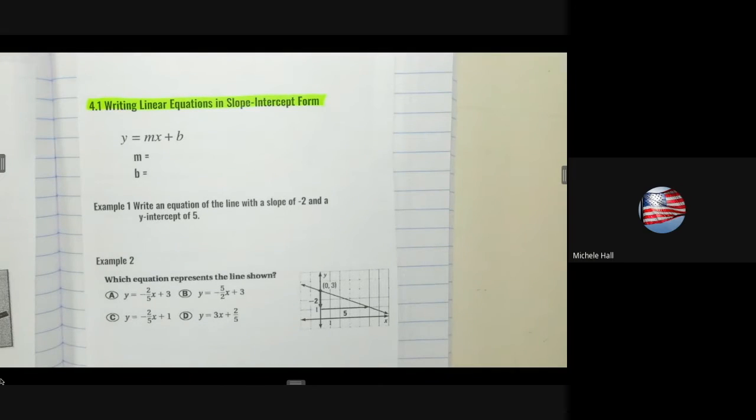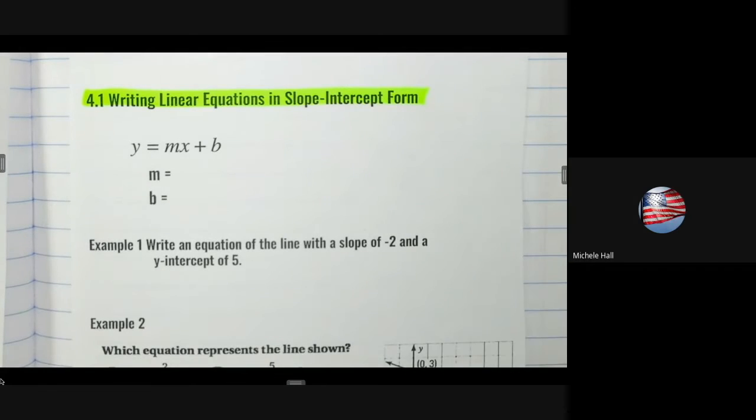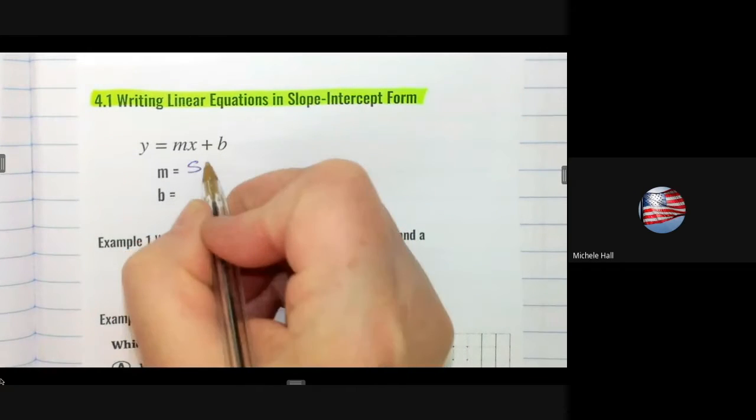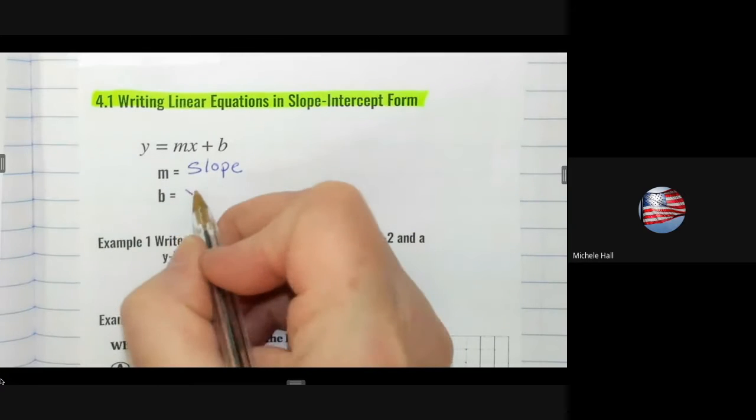4.1, write linear equations in slope-intercept form. Slope-intercept form is y equals mx plus b. We learned that from chapter 3. m is the slope, and b is the y-intercept.